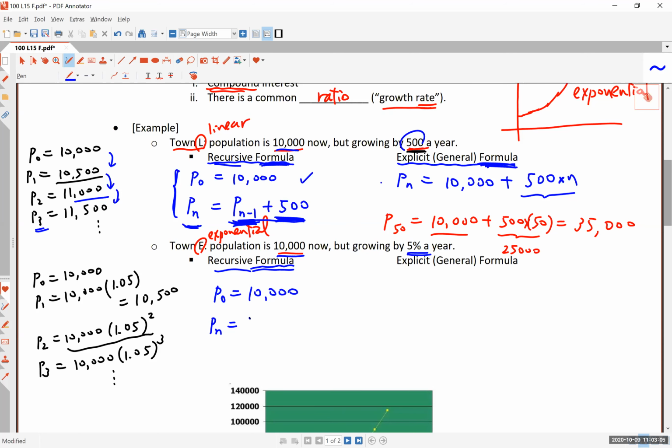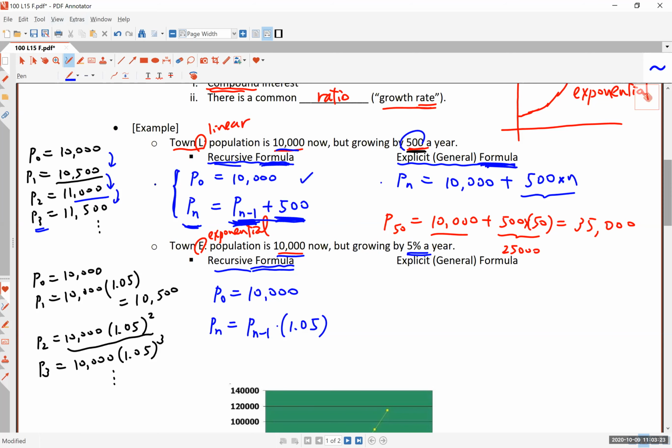Well, you take the previous year's population, which we denote as P sub n minus 1, right? And then what do you do with this? You take the previous year's population and multiply that by 1.05. Okay, so that's how you can write the recursive formula.